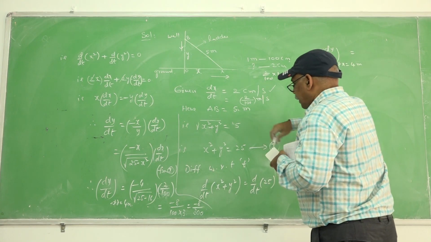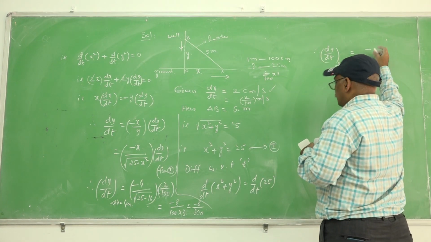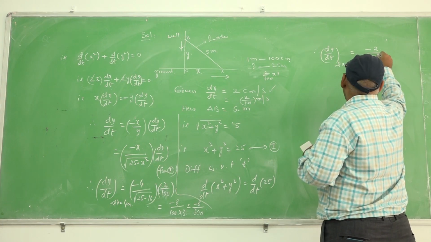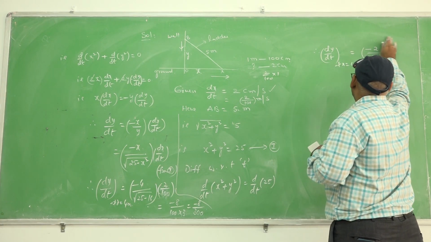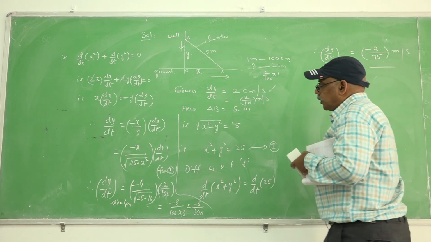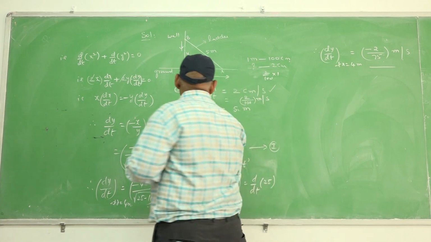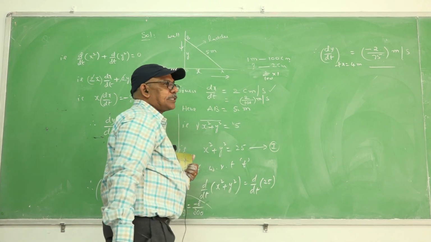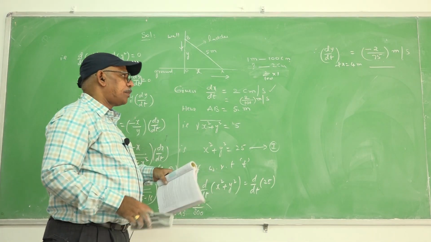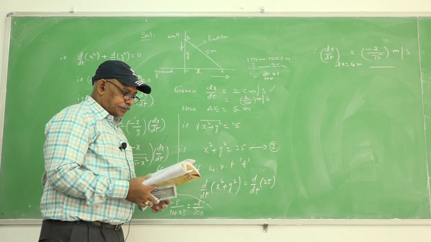Meters is given by minus 2 times 4 times 75 meters per second. Because all the units are in meters, the rate of change is in meters per second. You can change them into centimeters also by multiplying with 100.